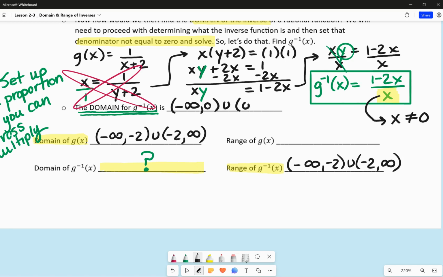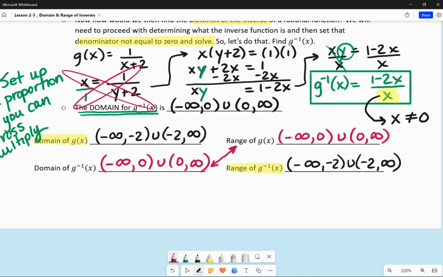You write it in interval notation like this. So I found my inverse domain. I'm going to put that here. Let's write it in red: negative infinity to 0, union 0 to infinity. But we know that this one and this one should be identical. So I get to come over here and fill this out, because if I know one, I know the other.